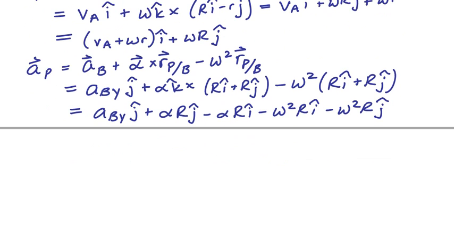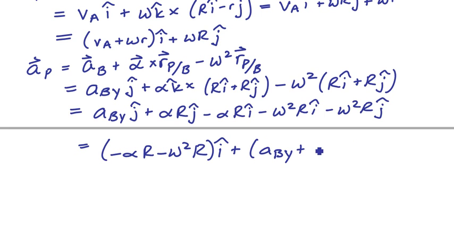If I group this all together here, I'll have that AP is equal to quantity minus alpha R minus omega squared R all in the i, plus quantity ABY plus alpha R minus omega squared R all in the j. Now those of you that are observant here as I've gone through this process realize we haven't identically found AP yet because I still have ABY in our result.